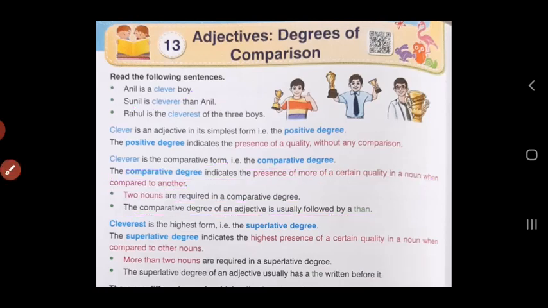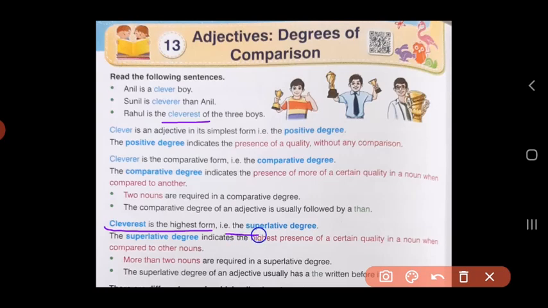Now let's go to the third sentence. Rahul is the cleverest of the 3 boys. Cleverest is the highest form. It means there is no one more clever than Rahul. So Rahul is the cleverest means the highest form of the word clever. That's why we call this the superlative degree.